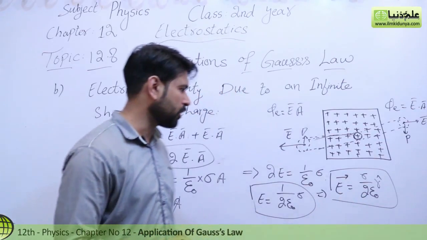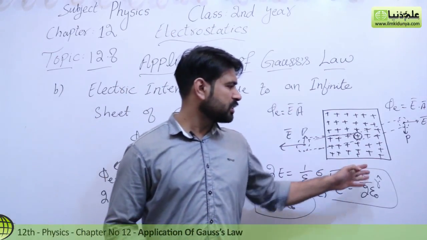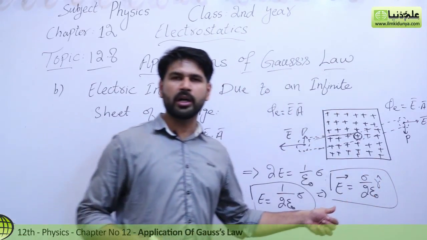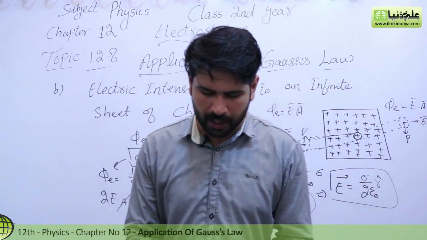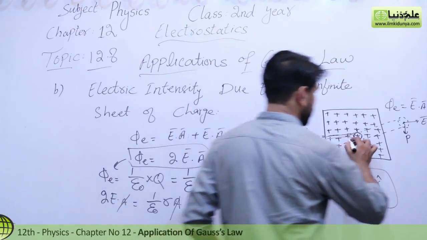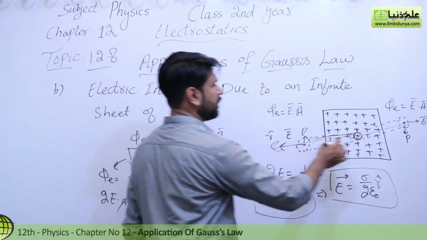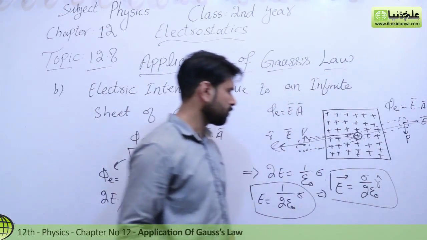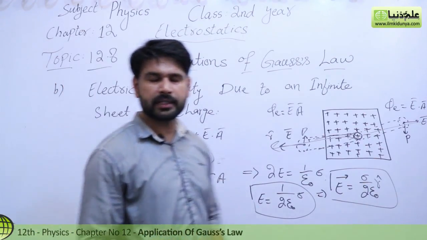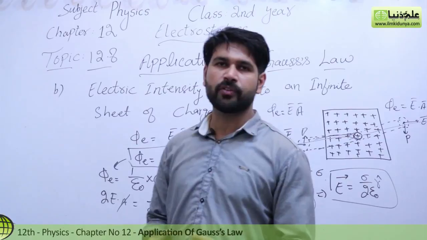Electric field intensity. So this is the mathematical formulation of electric field intensity due to an infinite sheet, which is equal to sigma, the charge density, over 2 epsilon naught, times the unit vector r. This unit vector r is normal to the direction of E. So this is the expression for electric field intensity due to an infinite sheet of charge.